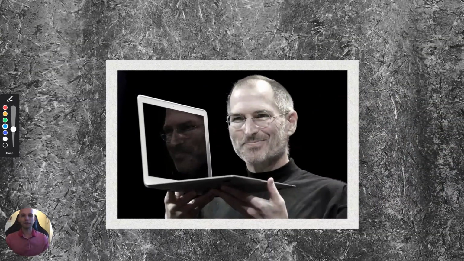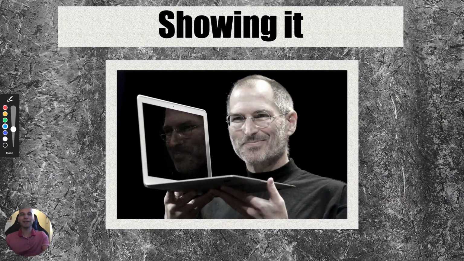What is level 2? Level 2 is showing it. Pulling out the MacBook Air, letting people see it. Playing the saxophone in front of people, bringing the saxophone to class, showing the basketball, bringing it in, playing it, throwing it around with yourself. That's all showing it. And then don't forget level 3.